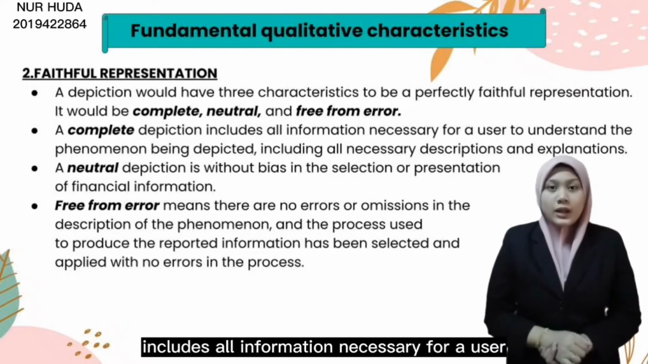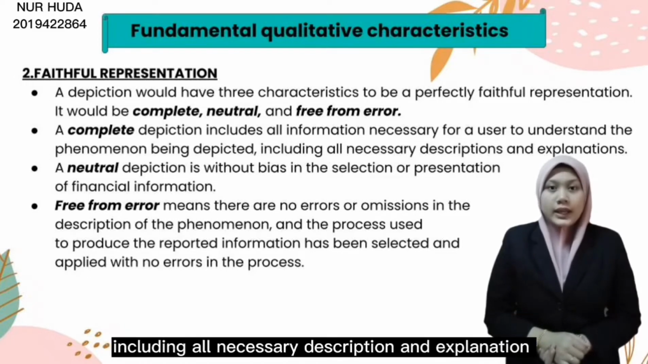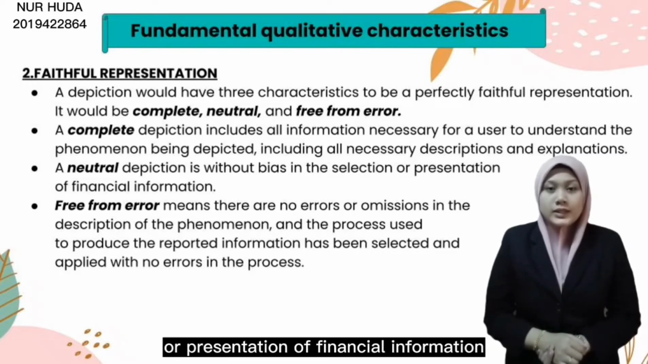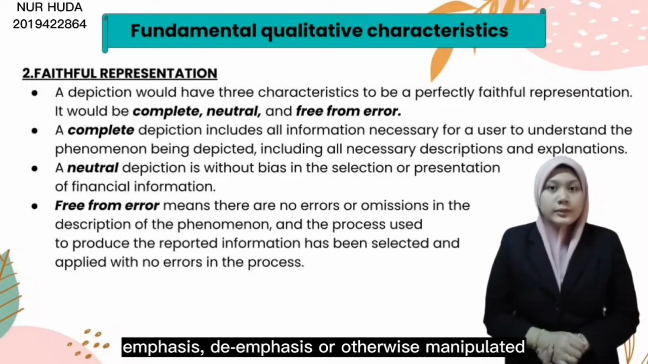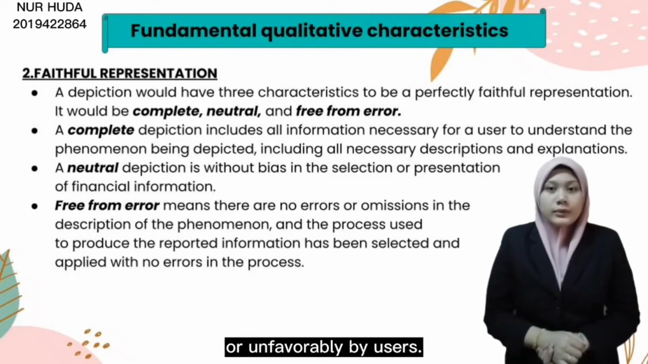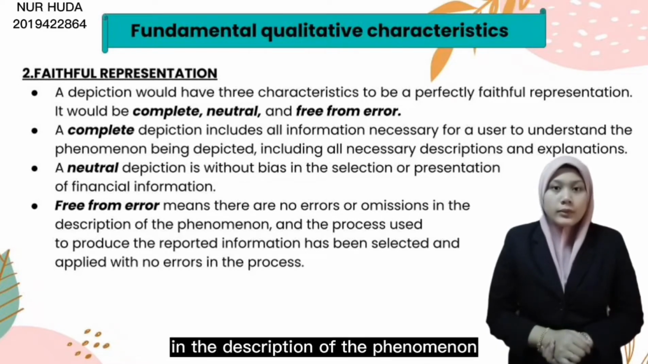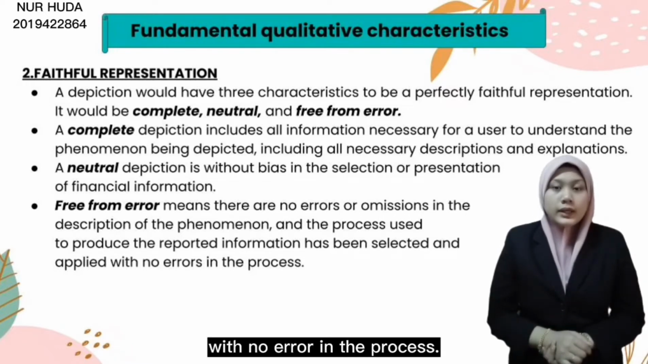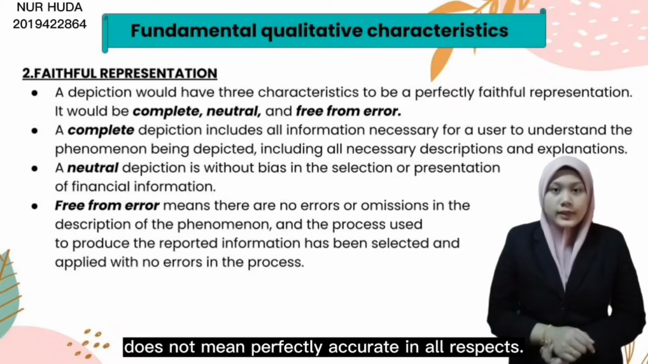A complete depiction includes all information necessary for a user to understand the phenomenon being depicted, including all necessary descriptions and explanations. A neutral depiction is without bias in the selection or presentation of financial information. It is not slanted, weighted, emphasized, de-emphasized, or otherwise manipulated to increase the probability that financial information will be received favorably or unfavorably by users. Free from error means there are no errors or omissions in the description of the phenomenon, and the process used to produce the reported information has been selected and applied with no error in the process. In this context, free from error does not mean perfectly accurate in all respects.